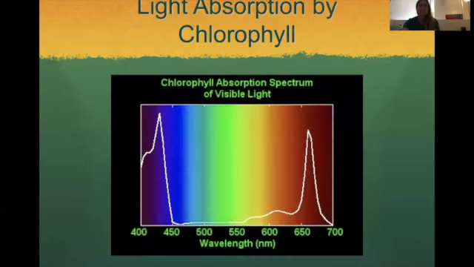Here is our light absorption by chlorophyll, and you see that it peaks in that 425 range, so between 400 and 450, and then it peaks again between 650 and about 700.